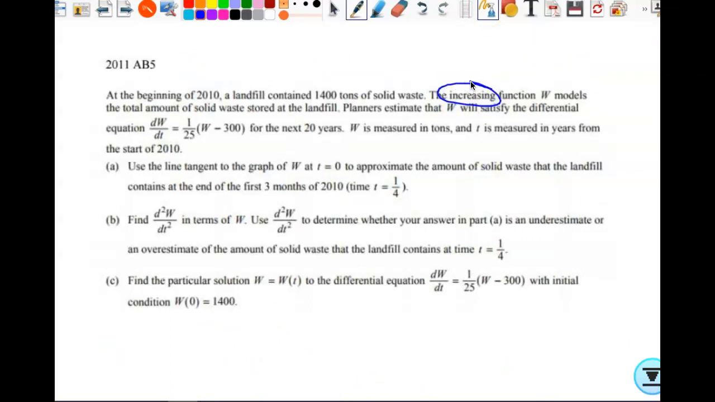So part B, find the second derivative of W in terms of W. Then we're going to use that second derivative to determine if our approximation in part A was an underestimate or overestimate. But first piece, find the second derivative of W with respect to time. Why don't you try that real quick? Take about 30 seconds and take that second derivative. Basically, we're taking the derivative of dW/dt with respect to t.